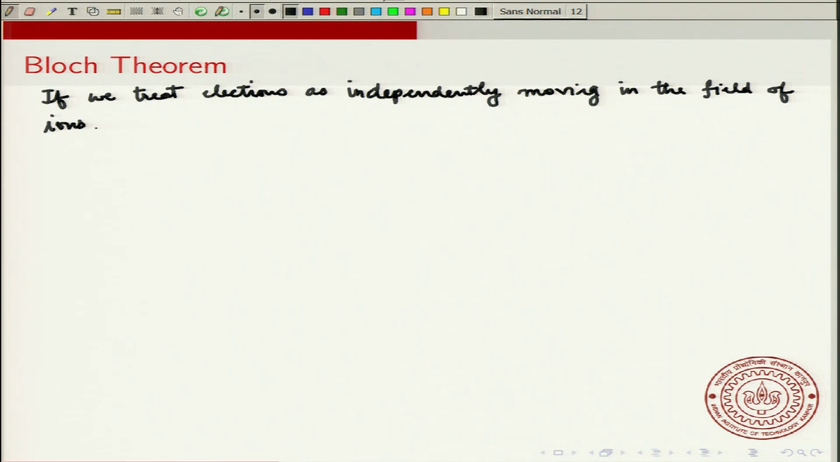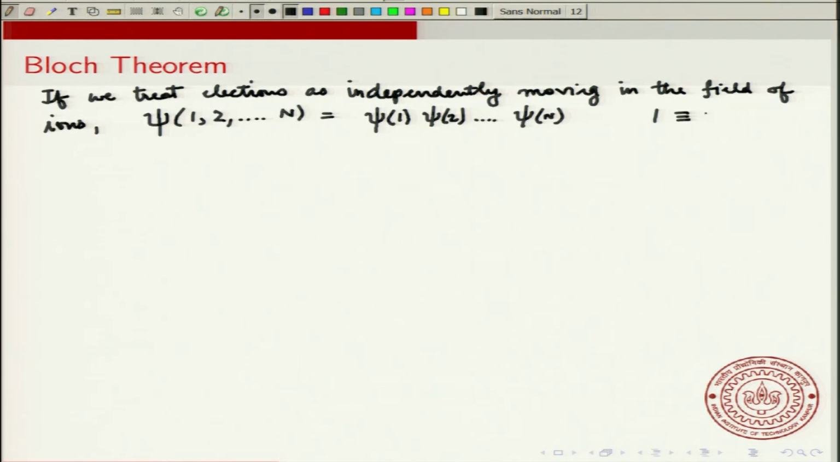Okay. Then you can write the total wave function, which is a function of coordinates of all the electrons, as a product of coordinates of each of the electrons. So, you can write it as a product, where 1 is supposed to represent a coordinate of the first electron, second electron, and so on. So, 1 is equivalent to r1.